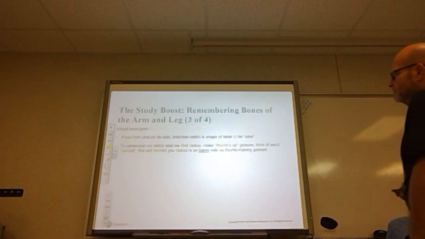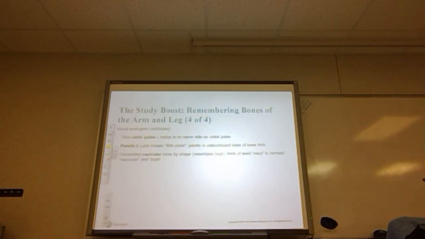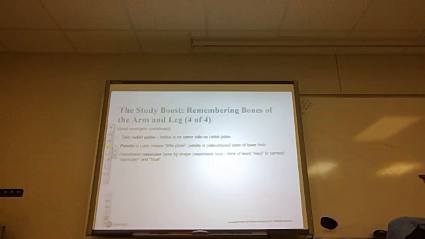Some visual analogies. If you turn the ulna on its side, the trochlear notch is the shape of the letter U. To remember on which side we find the radius, make a thumbs up gesture. Think of the word radical. This will remind you that the radius is on the same side as the thumb making the gesture. Take the radial pulse. The radius is on the same side as the radial pulse. You take your radial pulse right here. So that's the radius over there.